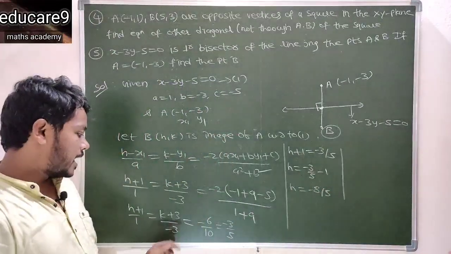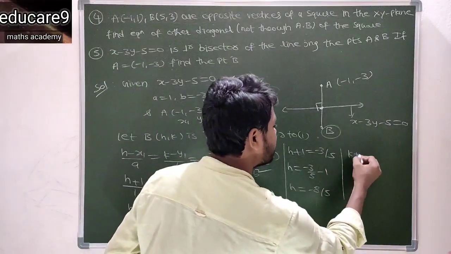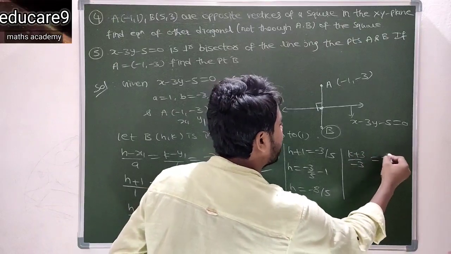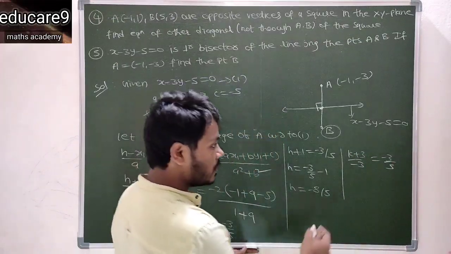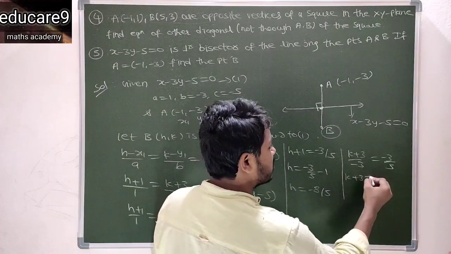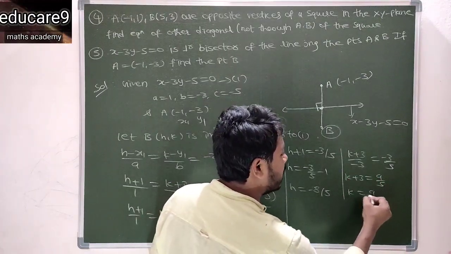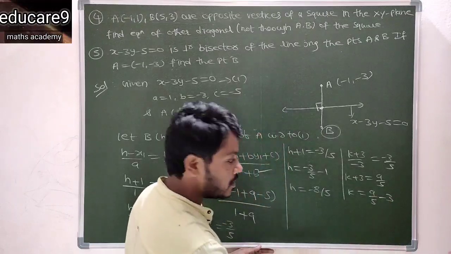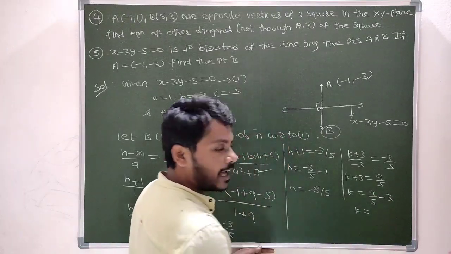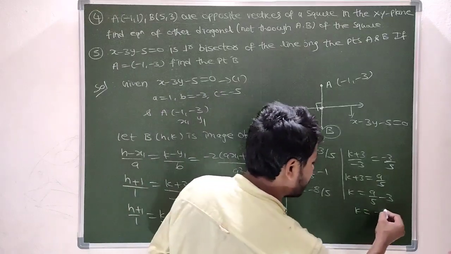Next one, k plus 3 by minus 3 is equal to minus 3 by 5. So this is k plus 3 is equal to 9 by 5. So what is the k value? 9 by 5 minus 3. So what is the k value? 9 minus 15, so minus 6 by 5.